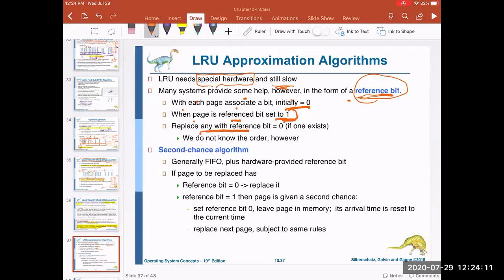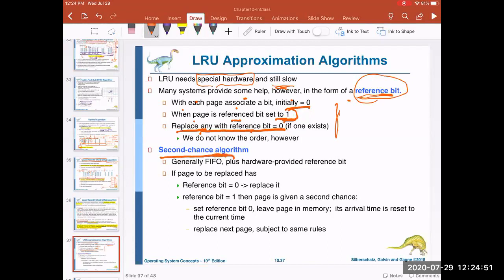Replace any page with the reference bit equal to 0. So now it is much easier for us to look into the reference bit to replace the page. If there is a page available with reference bit 0, we don't care about anything else. We just replace it and make the frame available. Do you agree with me? Is that a simplistic method? Now, there is an algorithm which uses this policy, called the second chance algorithm.